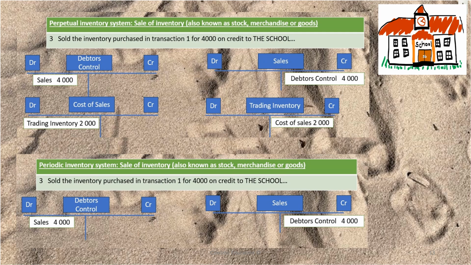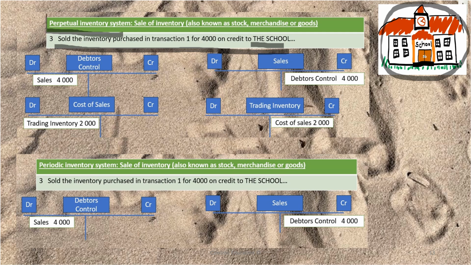So to summarize what I just did, we made a sale on credit to the school, one of our clients, and I'm going to demonstrate how this is recorded in the perpetual, the ongoing inventory system, and the periodic inventory system. So the transaction of a sale is being compared here between the perpetual and the periodic.